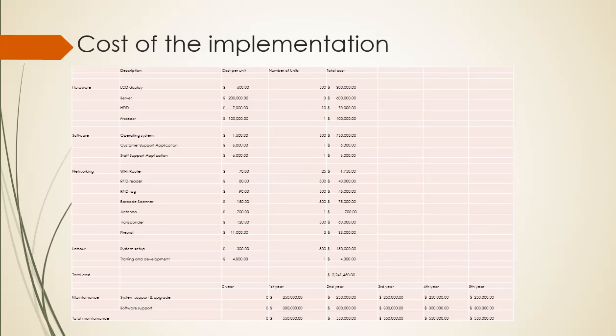transporter, and a firewall to save the data and to prevent unauthorized access. Then at the labor cost, system setup cost will be $300 per unit, and training and development is necessary for the system, so it will cost $4,000.